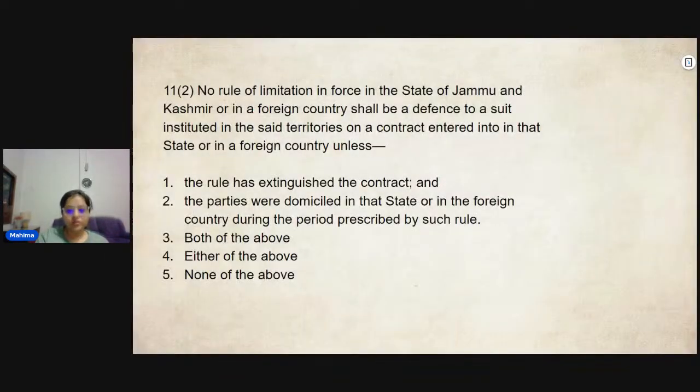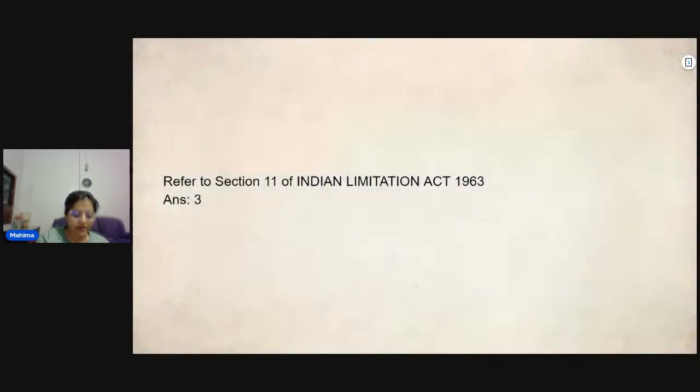No rule of limitation in force in the state of Jammu and Kashmir or in a foreign country shall be a defense to a suit instituted in the said territories on a contract entered into in that state or in a foreign country unless the rule has extinguished the contract, and the parties were domiciled in that state or in the foreign country during the period prescribed by such rule. Both of the above, none of the above. Yes, it is both of the above and it is mentioned under section 11.